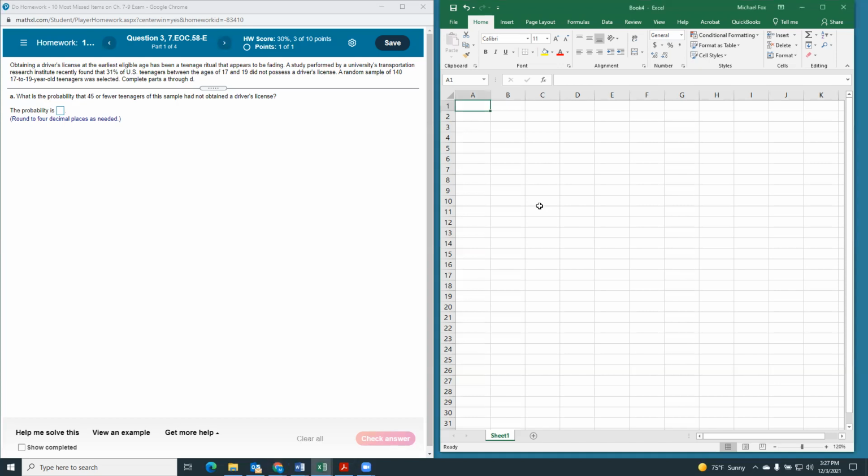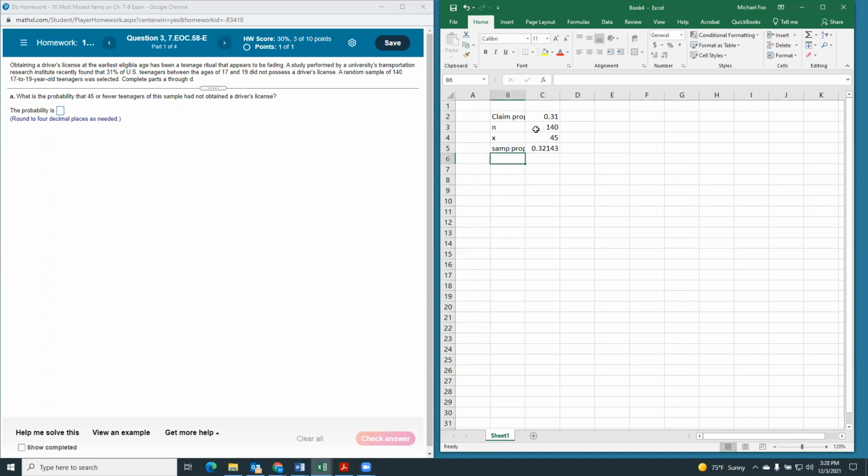So let's figure out what we know. So we know that there's a claimed proportion of 31%, 0.31. We know that there's a sample size N, 140. We see that an X, or a sample of successes, is going to be given to us in the question as 45. From that, we can calculate a sample proportion, which is just X divided by N.